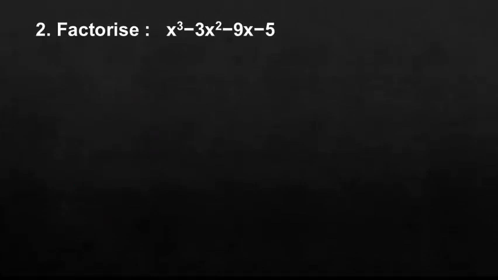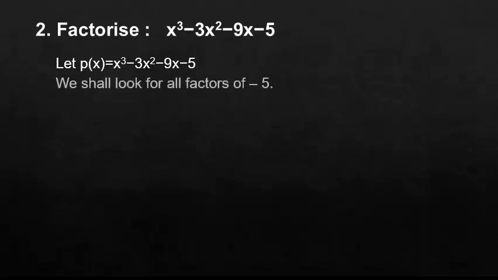You can see a question: factorize x cube minus 3x square minus 9x minus 5. We will name this polynomial as p(x). So we will write down p(x) equal to x cube minus 3x square minus 9x minus 5. What is the constant term of this polynomial? You can see minus 5 is the constant term of the given polynomial.